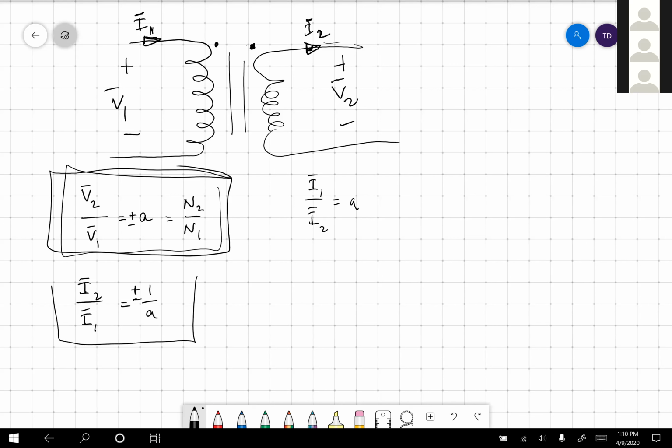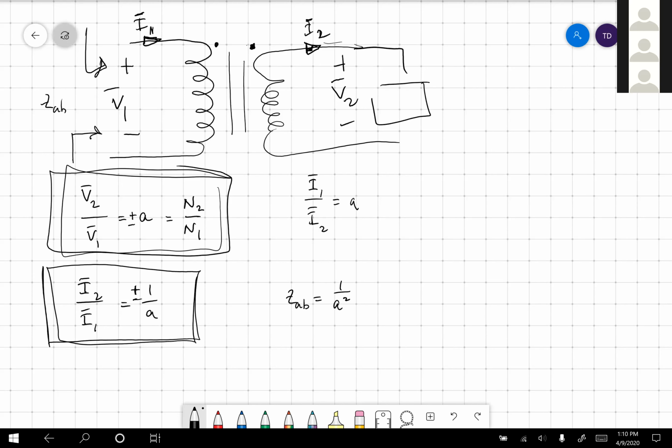But the last one we looked at was the impedance seen looking in here. This impedance, we call ZAB. ZAB is equal to 1 over A squared, and then if we put a load over here, Z sub L, it's 1 over A squared times Z sub L. How come I don't put a plus or minus sign on this one?